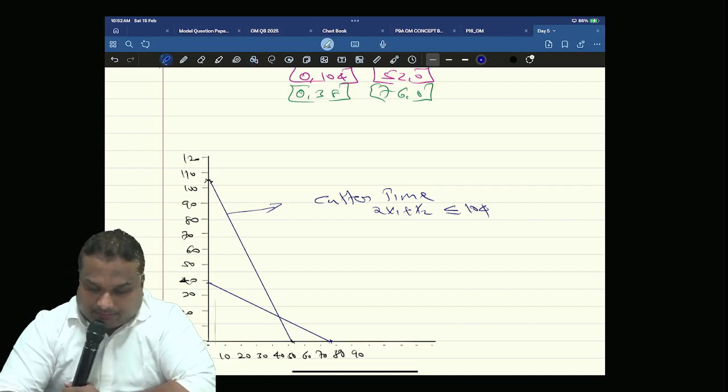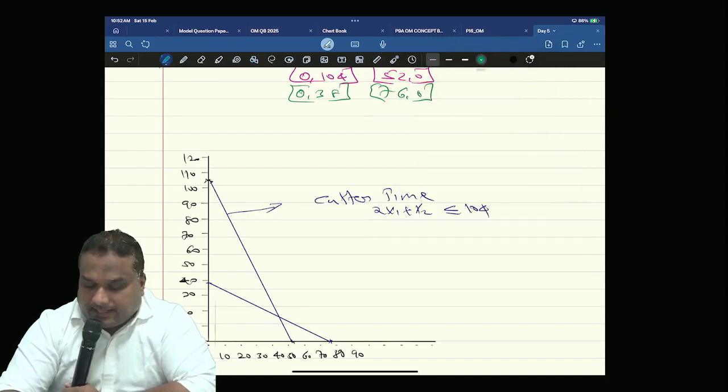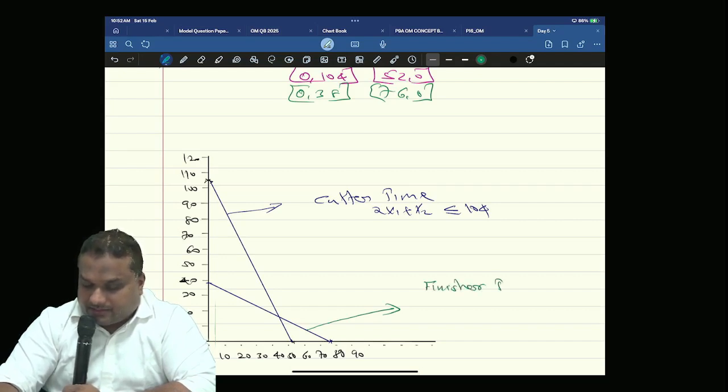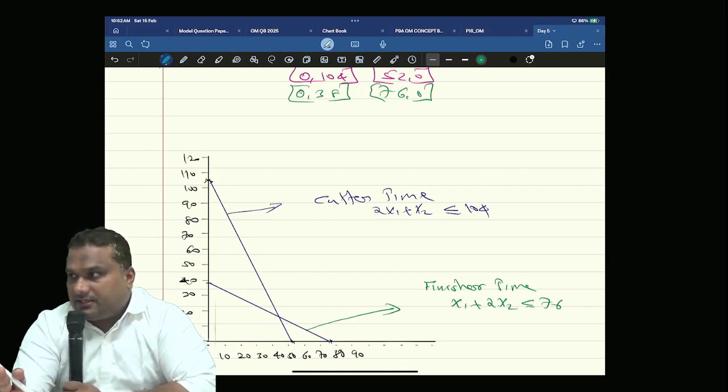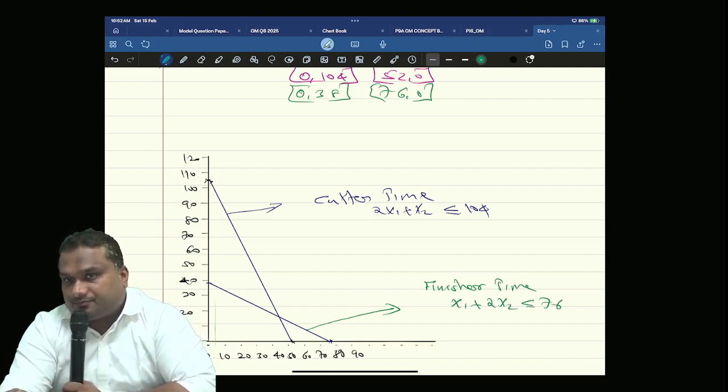Now look at the board. This is the finisher's time. Finisher's time means x1 plus 2x2 less than or equal to 76. Have we done this? Now can I continue? Everybody ready?